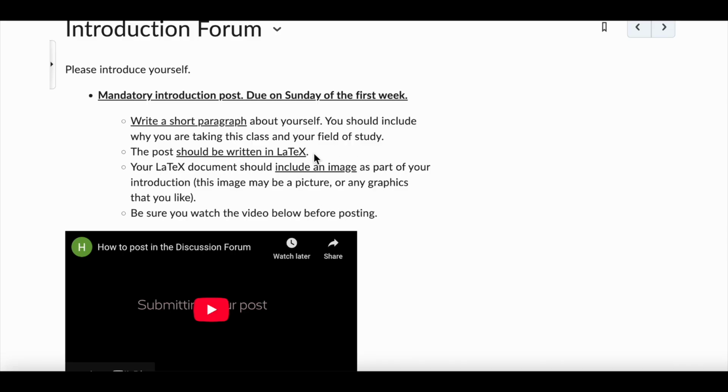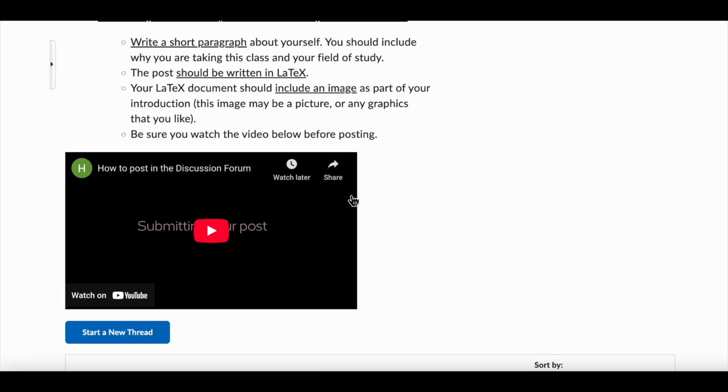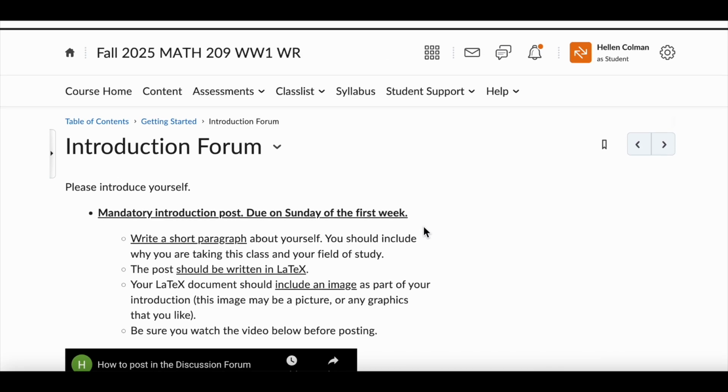This post should include an image, so we are sure that you are able to include an image in LaTeX, since you are going to be needing to include images in most of your posts in the forum. And be sure also that you watch this video where I explain how to actually submit a post in the introduction or in the forum post during the semester.